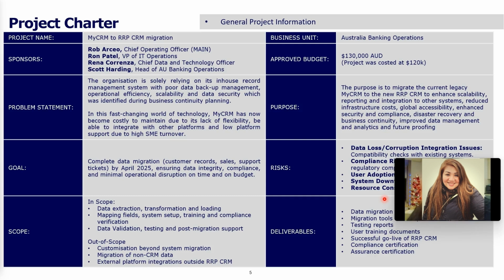analytics for future proofing. Now, the project has a total approved budget of 130K AUD, costed at 120K, leaving a $10,000 buffer as its contingency.